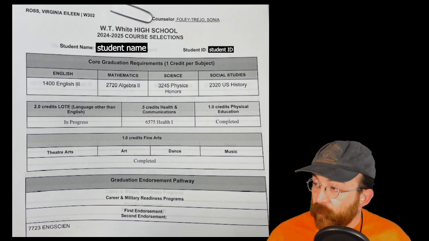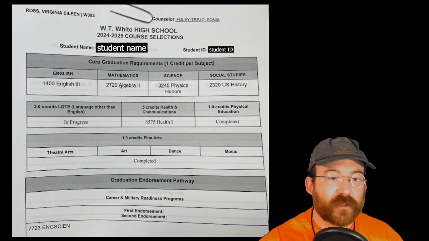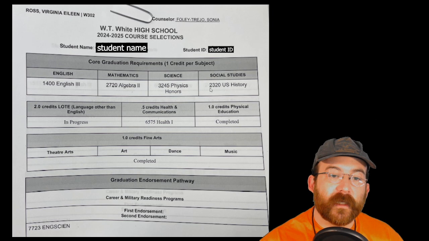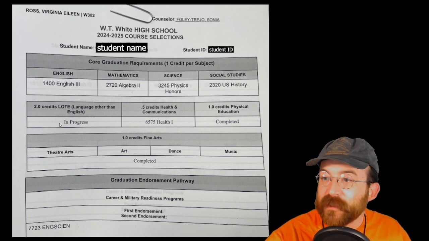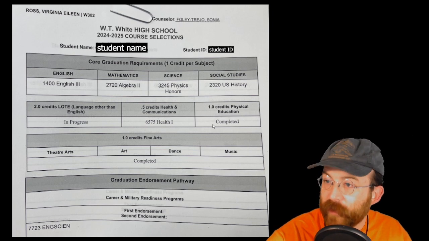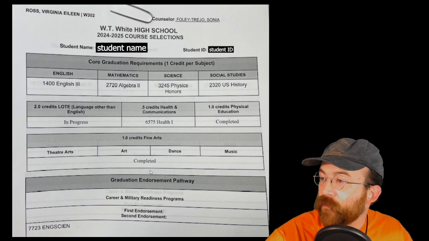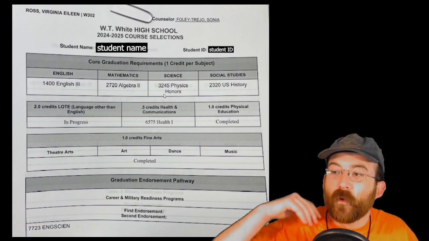2024-2025 school year. So you'll notice that the counselor has recommended that this person take English 3, Algebra 2, Honors Physics, and then U.S. History. And then this next row will tell you what of the other requirements you still need to complete or have already completed. So it looks like I still need to get a couple of credits in a language other than English. I need my half credit of health, but I've already completed my physical education credits. I've also completed my fine arts credit. So yours may look different, but it should tell you exactly what you need to take for next year.